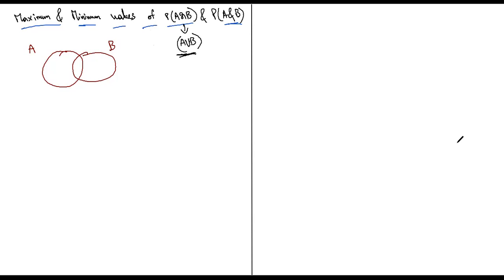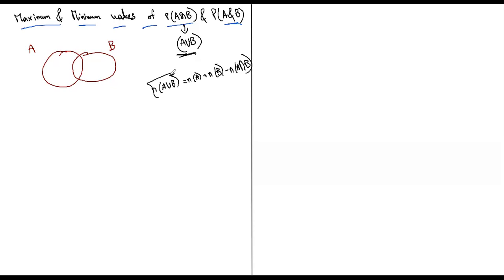When will A union be maximum? When they're mutually exclusive. Very good. See, you have to understand, when mutually exclusive, n of A union B equals n of A plus n of B minus n of A intersection B.